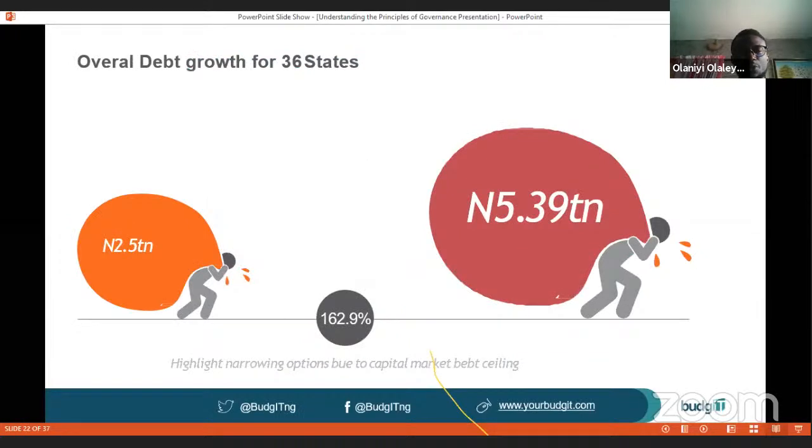So again, if you look at the 36 states in Nigeria, in 2015, this is the debt of all the 36 states in Nigeria, 2.5 trillion. In 2019, this debt has increased to 5 trillion. Now the question is, what exactly are states using this money for? What exactly are they using it for?